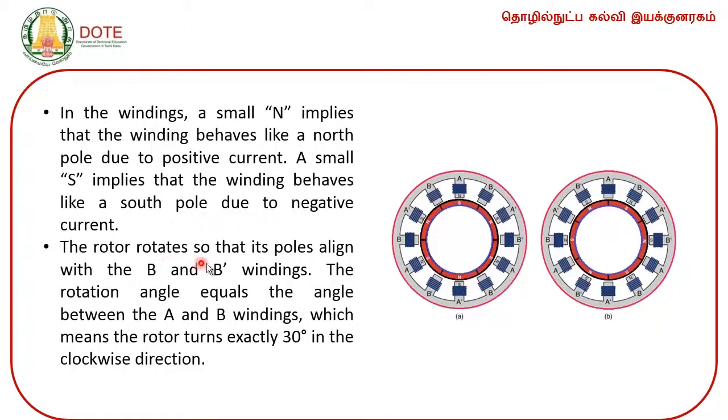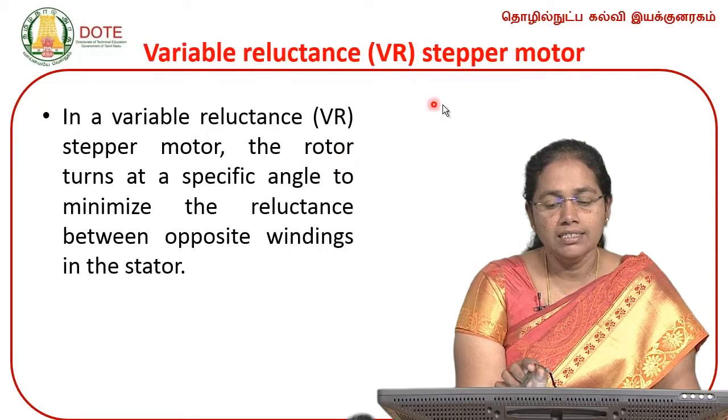The rotor rotates so that its poles align with the B and B dash windings. The rotation angle equals the angle between the A and B windings, which means the rotor turns exactly 30 degrees in the clockwise direction. Variable reluctance stepper motor.